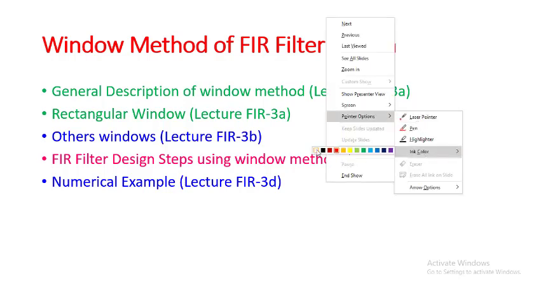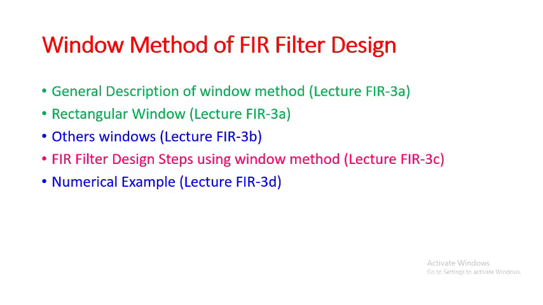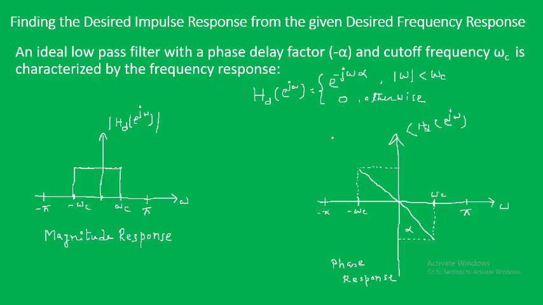Now in this particular lecture we will concentrate on the design steps, how a filter can be designed from the window. To start with, the very first and foremost thing is that we need to know the desired frequency response. This will be given to us. The desired frequency response is generally defined as Hd of e to the power j omega, equal to e to the power minus j omega alpha for omega less than omega c, and 0 otherwise.